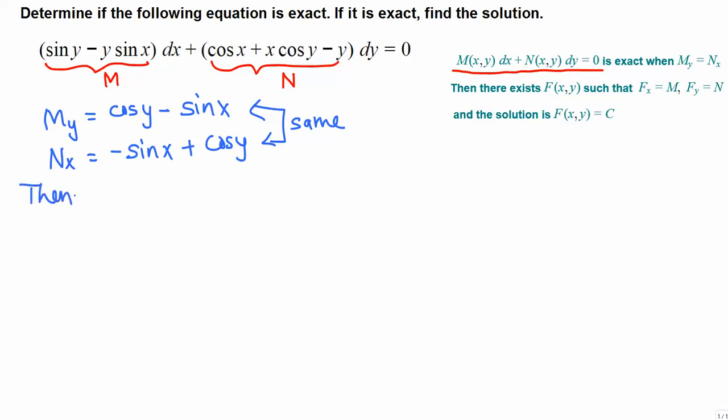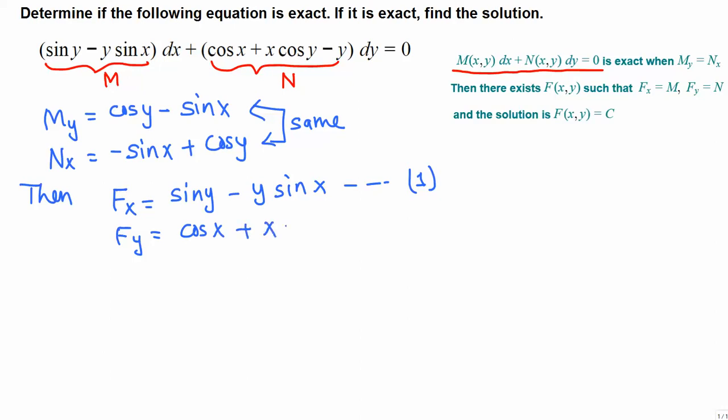Then there exists F such that the partial derivative of F with respect to x is M, the first part: sine y minus y sine x. Let's write this as equation number 1 for future reference. And the partial derivative of F with respect to y equals N, cosine x plus x cosine y minus y, equation 2. Uppercase F is to be determined.